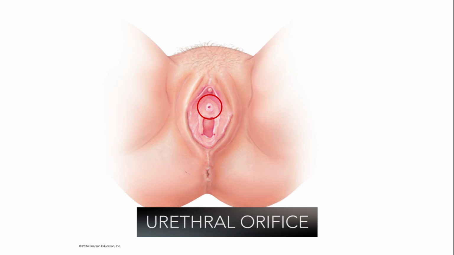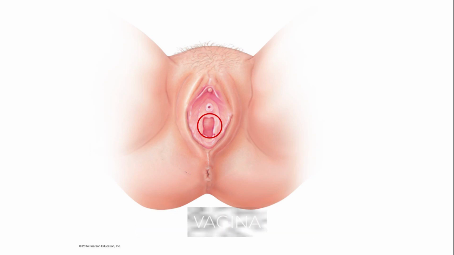Just below that, between the vagina and the clitoris, will be a little orifice called the external urethral orifice, where urine comes out. And then we have the vagina, which is the birth canal.